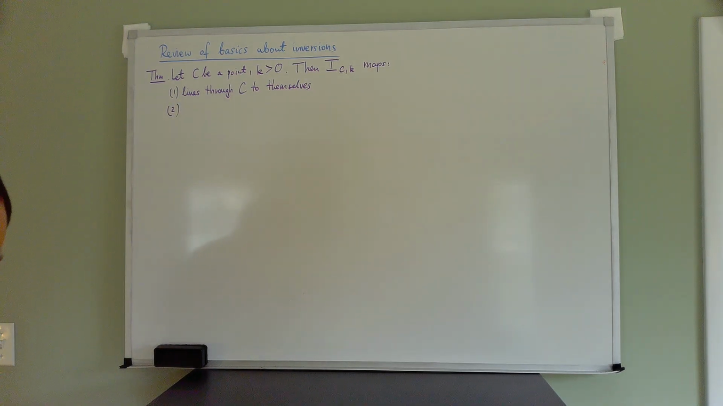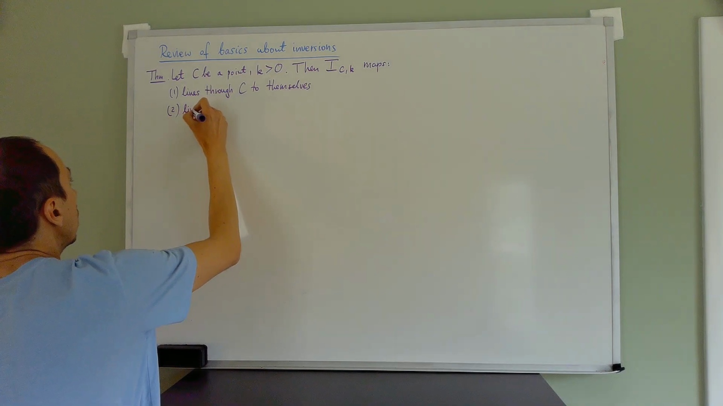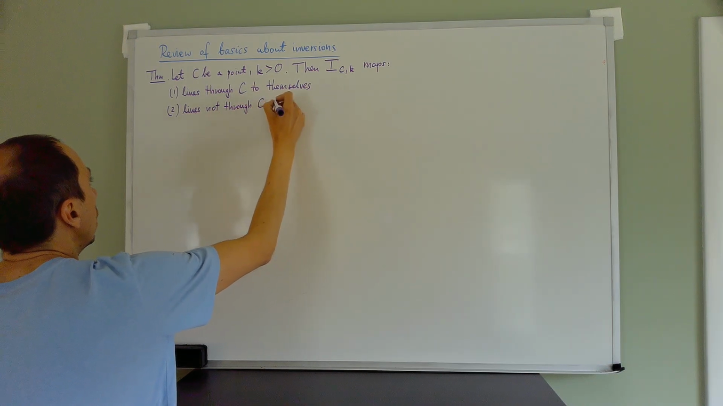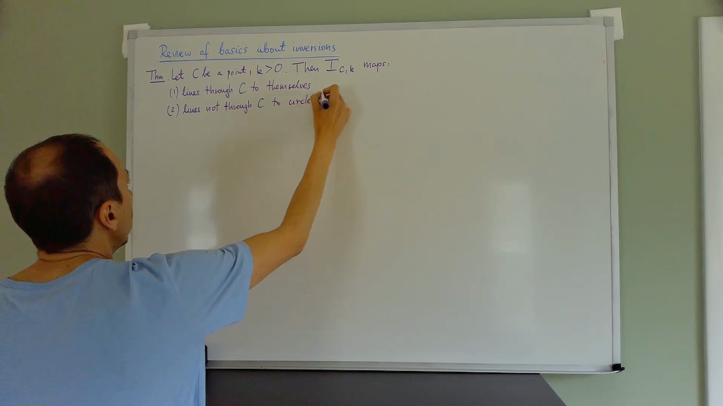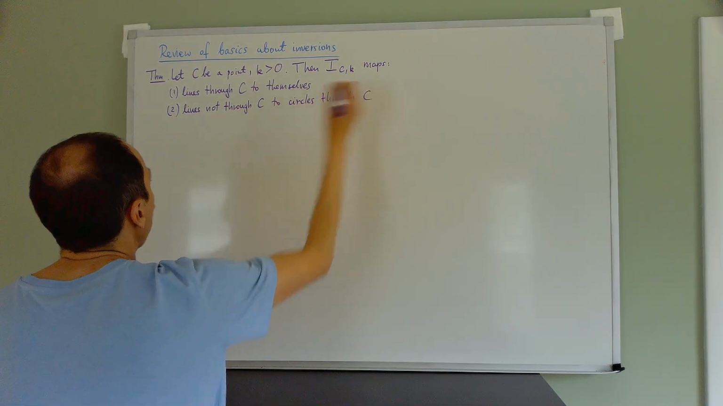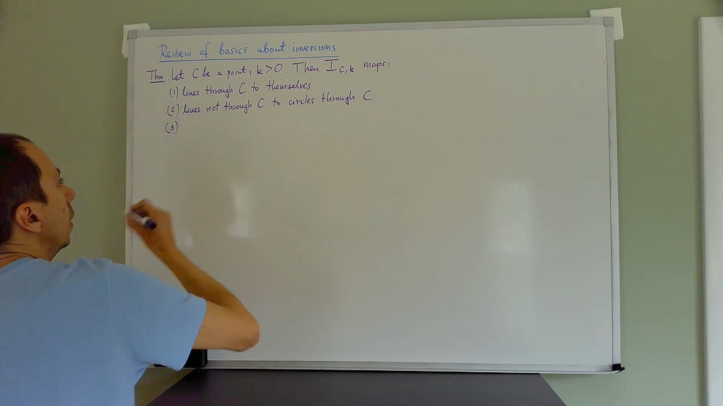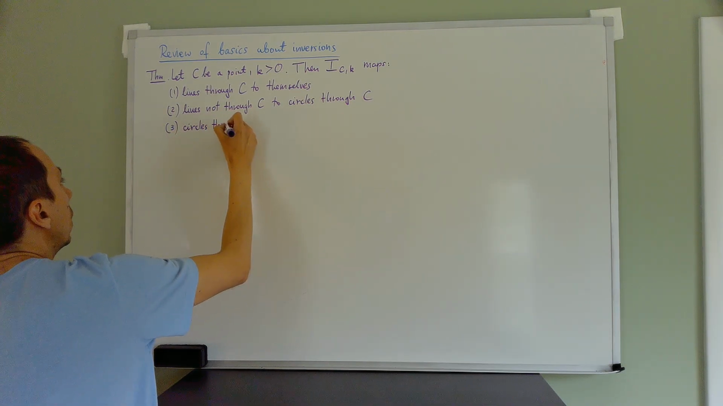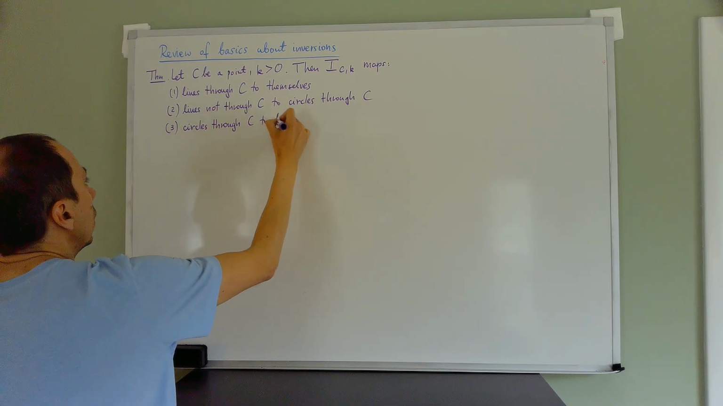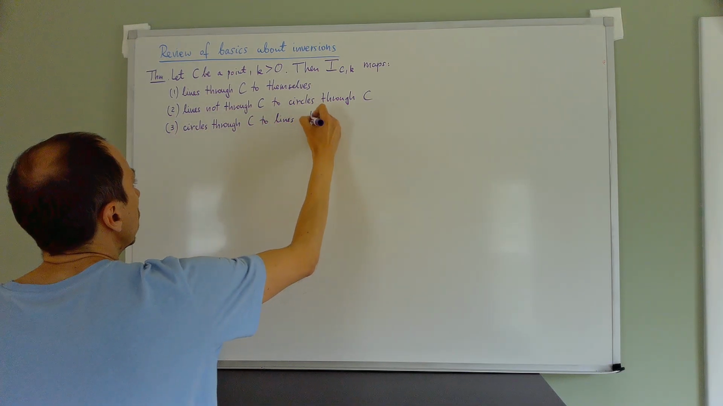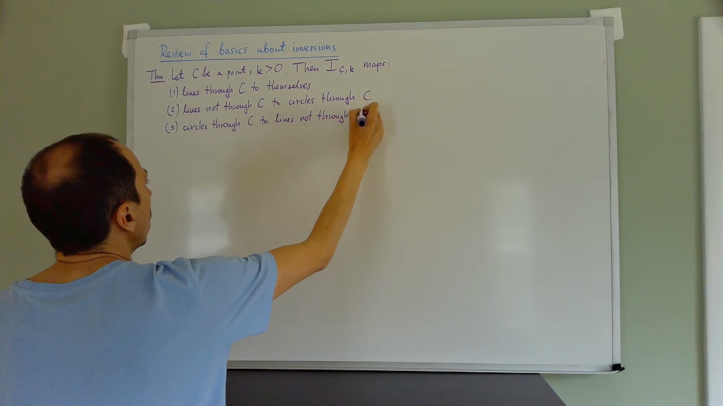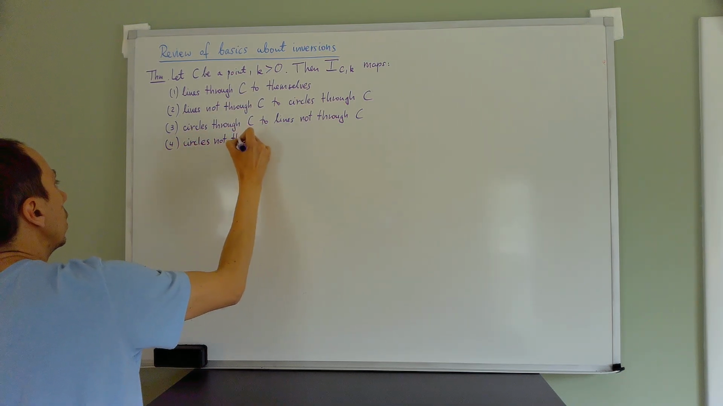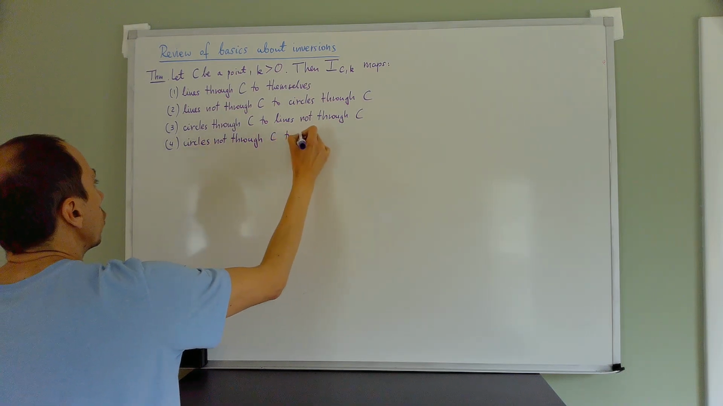Two, lines not containing C, so lines not through C, to circles through C. Three, circles through C to lines not through C. And finally, circles not through C to circles not through C.